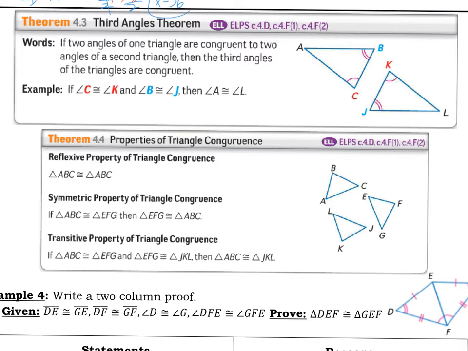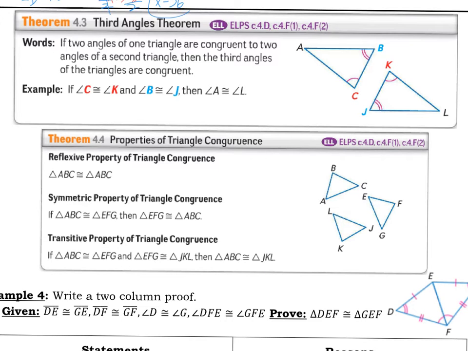Alright, so before I wrap up these notes, we are going to do a proof. And before we do the proof, I'm going to point out this theorem, and that's called the third angles theorem. It basically says that if two of the angles are marked as congruent, then you can conclude that the third unmarked angle is also congruent, the corresponding angles.